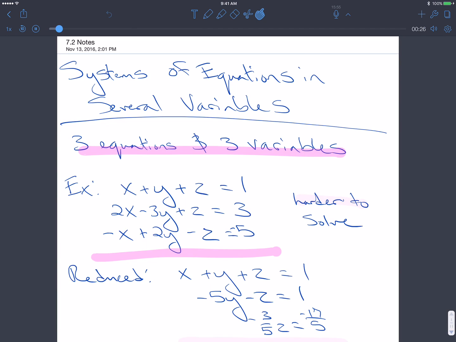Notice that, of course, now that we have 3 equations and 3 unknowns, it's going to be a lot more work to solve for all of those. So this is a lot harder to solve.